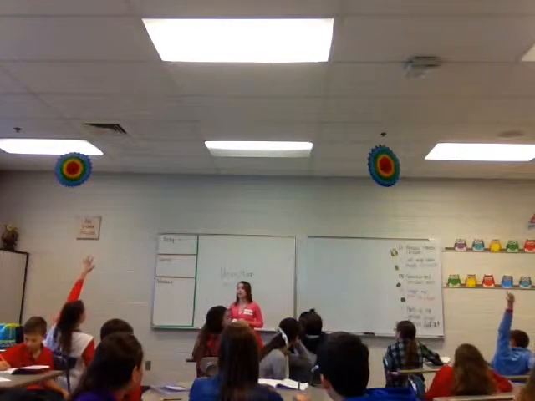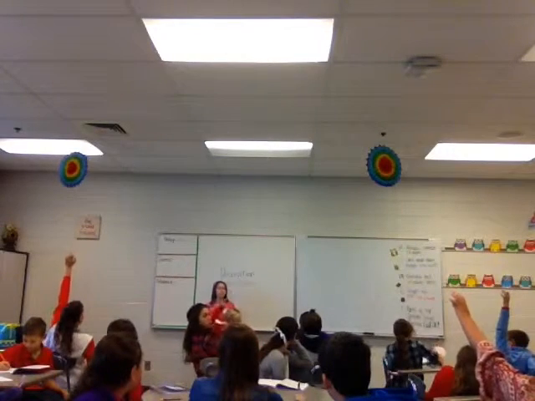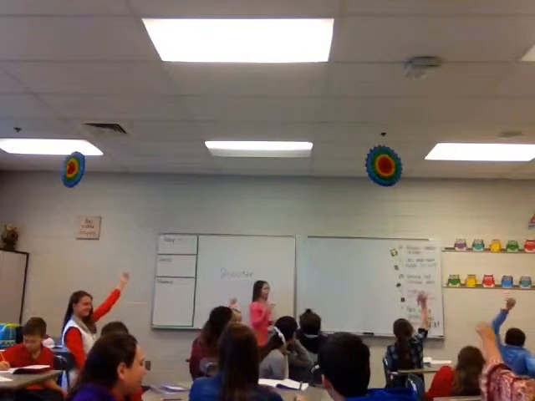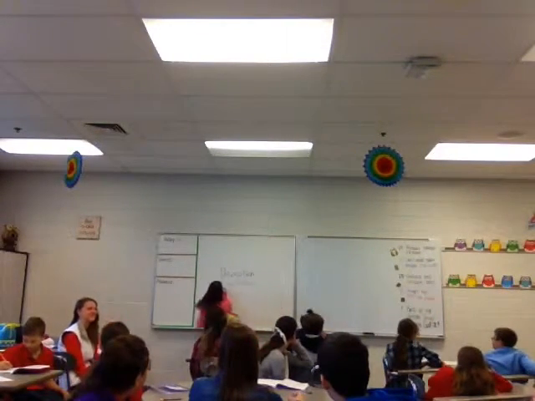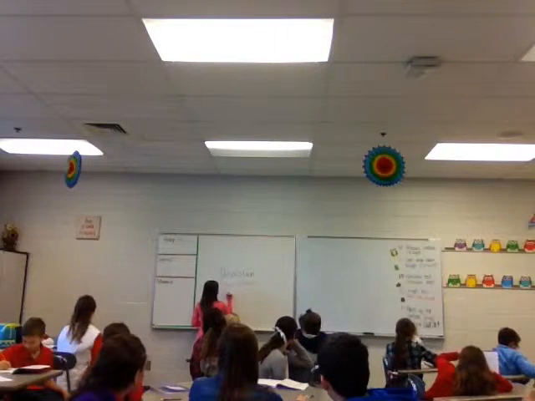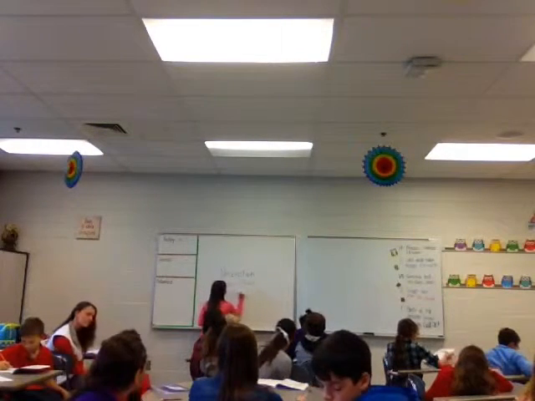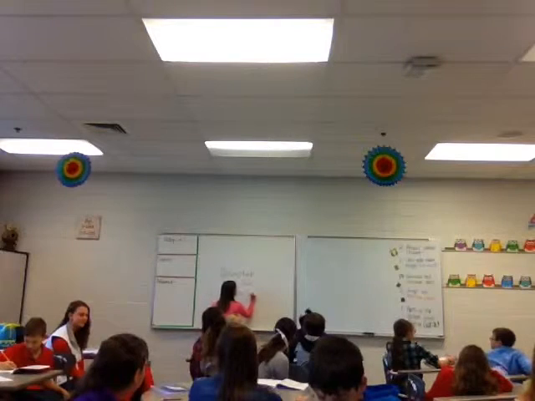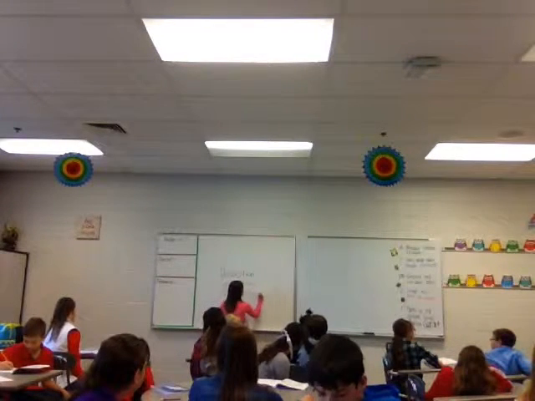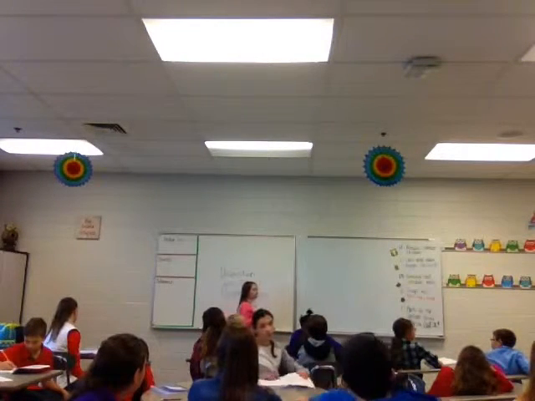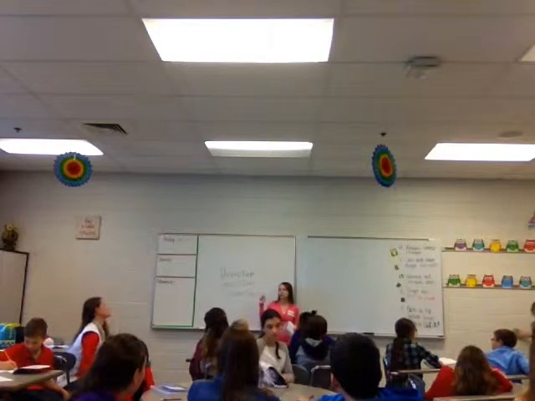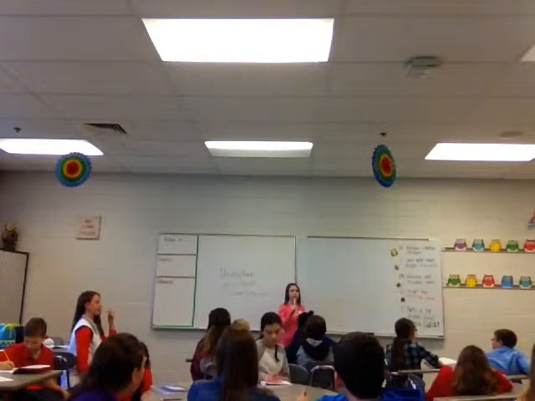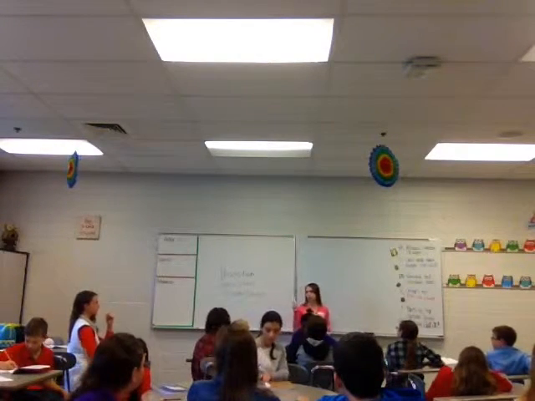Somebody else raise their hand and give me another type of text structure. Andrew, go. Problem and solution. Okay, what is a problem and solution? List one problem and more than one solution. They also include the pros and cons. Okay, so same thing with cause and effect. Can you have multiple solutions for one problem? Yes. Can you have multiple problems for one solution?